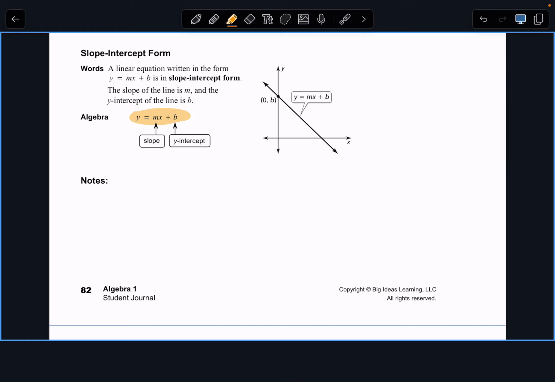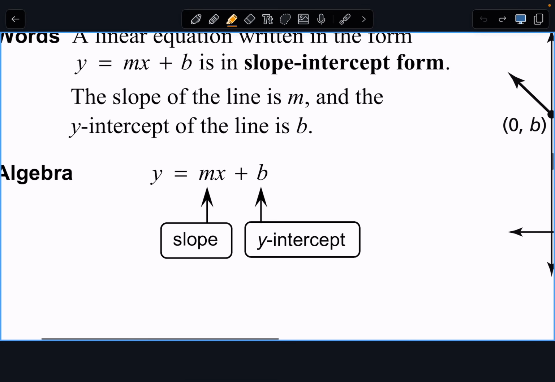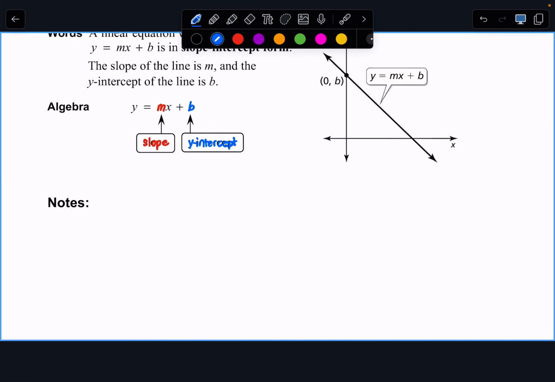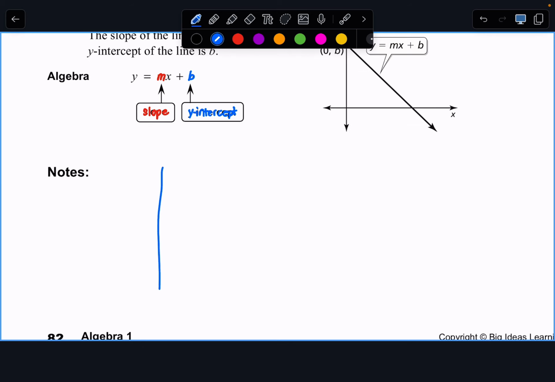Where m is the letter we use to represent slope. And b is a number that represents the y-intercept. Okay. So will you, with me, please, draw as best you can an x and y axis?